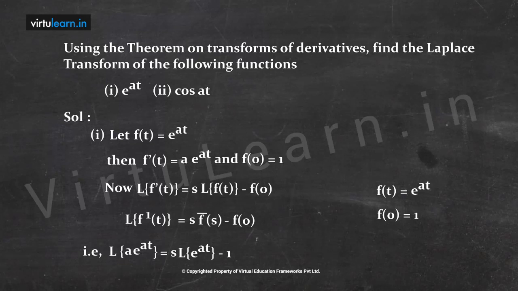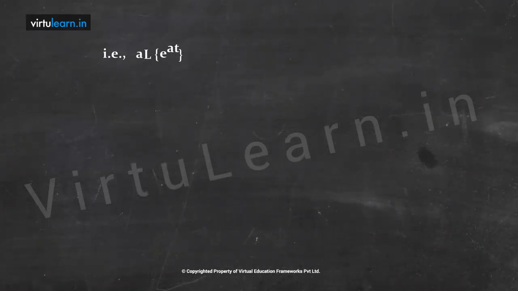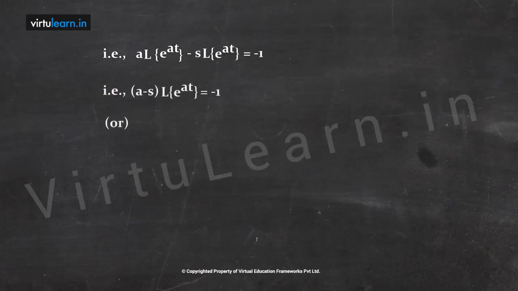Then what they asked is the Laplace transform of e power at. Focus on the Laplace transform of e power at. Observe that both terms are available, so bring this side: a into the Laplace transform of e power at. Sending this term to this side, minus s into the Laplace transform of e power at equals minus 1. I am putting minus 1 on the RHS. Then I take the Laplace transform of e power at as common and send the rest to that side, minus 1 by a minus s. Then it becomes 1 by s minus a.